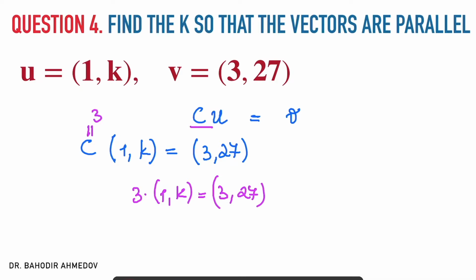Well, this constant here is equal to 3. And to which number do you have to multiply the 3 in order to get 27? Well, that's again obvious, it's going to be 9. So your vector should be 1 and 9, so that you can multiply this 1 and 9 by the constant 3 and get the second vector 3 and 27. Well, the value for k should be equal to 9.